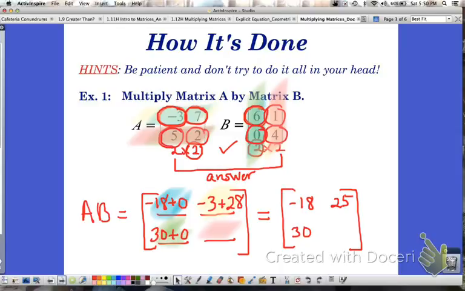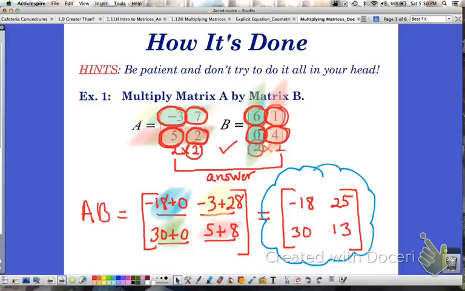So, 5 times 1 is 5 plus 2 times 4, which is 8. So 5 plus 8 is 13. It goes in that spot. So the answer to my problem, the product of matrix A and matrix B, is this 2 by 2 matrix right there. Whew, I know it's a process, but you need to practice it.